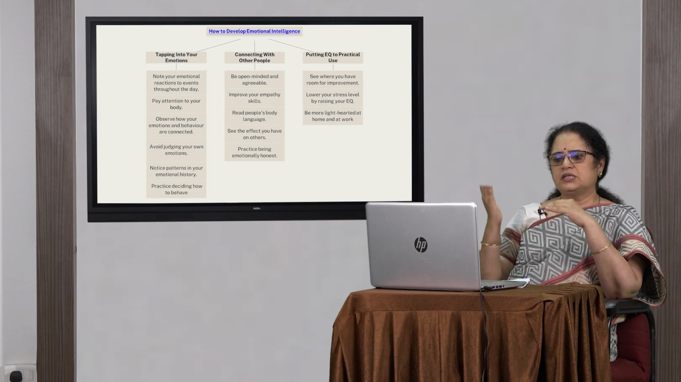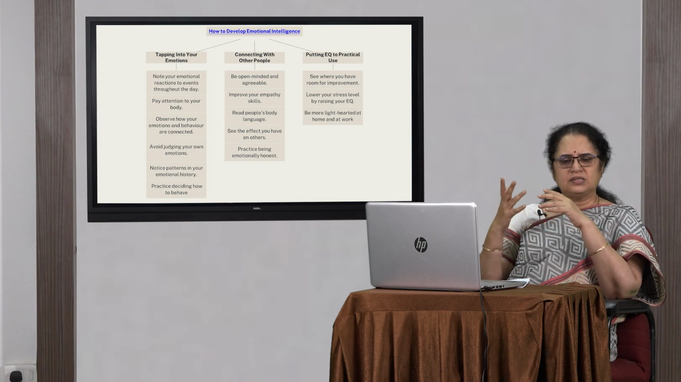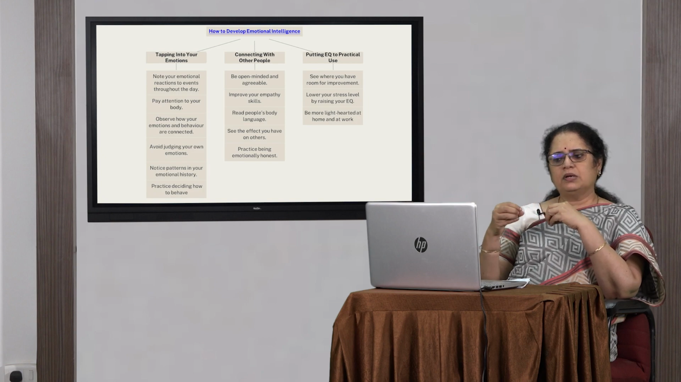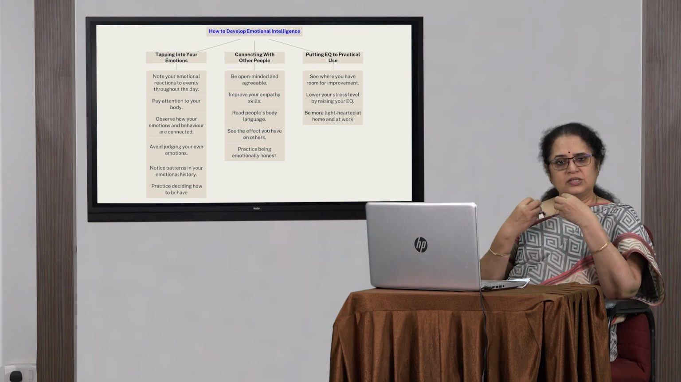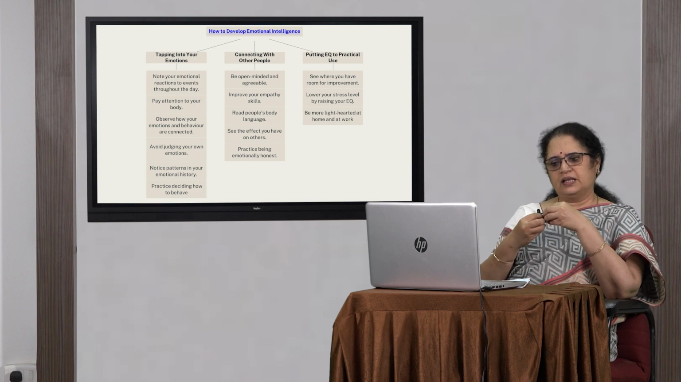As you can see, note your emotional reactions to events throughout the day. What is self awareness? What do you mean by tapping into your own emotions? It's being first thing, how do I react? How do I react when I am stuck in a traffic jam? How do I react when there is a person who's blocking my way, and do I just snap, do I get irritated, or am I patient, or do I get scared, or just be aware of what you are feeling at that point.